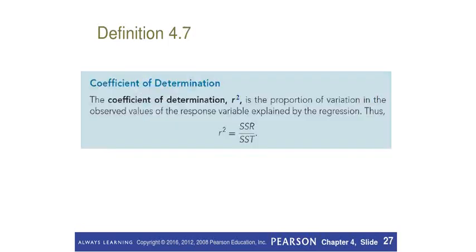All right. The one thing that we're interested in is called the coefficient of determination. We call it r squared. It's the proportion of the variation of the observed values of the response variable that is explained by the regression. We take the regression sum of squares over the total sum of squares, and when we divide that, we get the coefficient of determination, r squared.